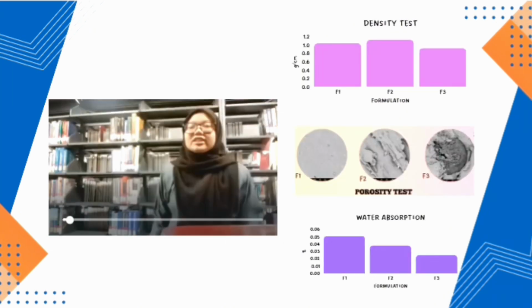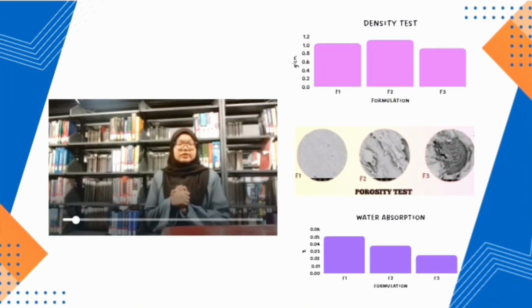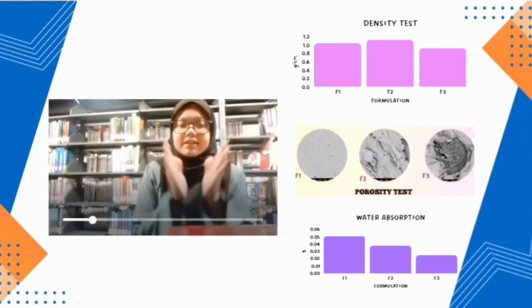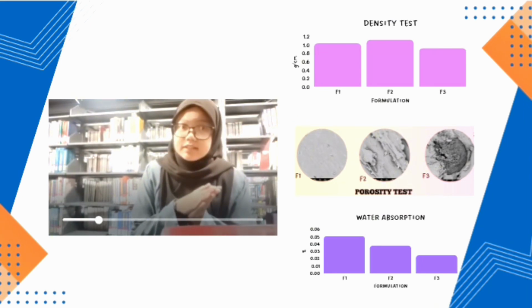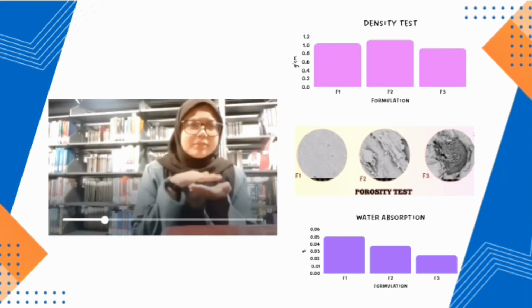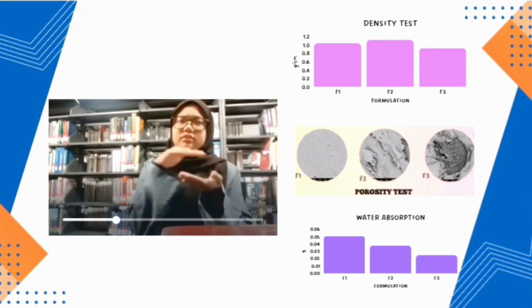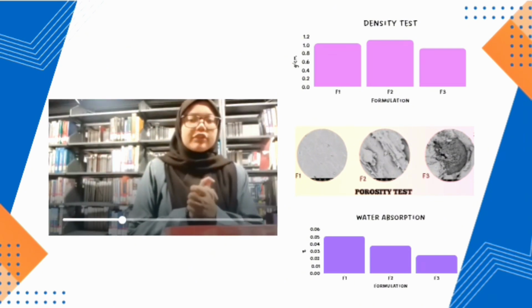Let's talk about the physicochemical test results. For the density test result, formulation 1 has the highest density. That means it gets to the bottom when the test is run.